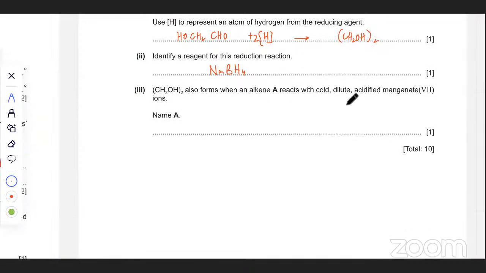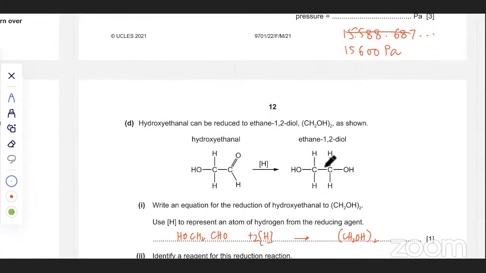Next is the diol, which also forms when an alkene A reacts with cold dilute KMnO4. So what is that alkene? That alkene is ethene. Because remember this, when you have an alkene that gets oxidized with cold dilute KMnO4, that means this is mild oxidation. Now, when you have mild oxidation, diols are formed. The double bond breaks and OH groups get added to both sides. So the alkene is going to be simply ethene, because this is what we're trying to form, a diol.